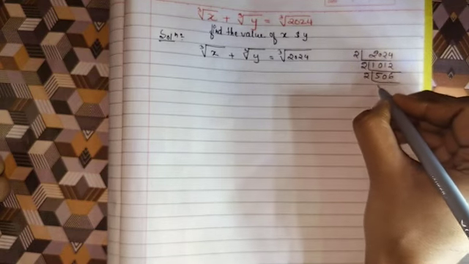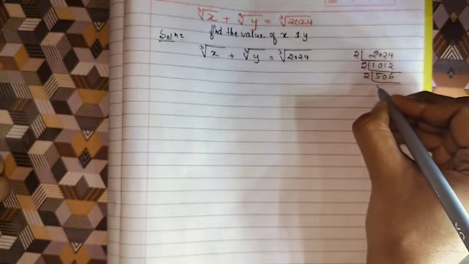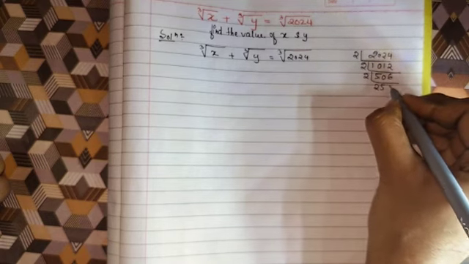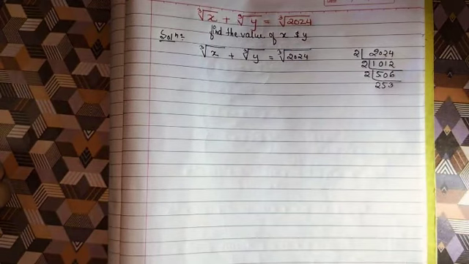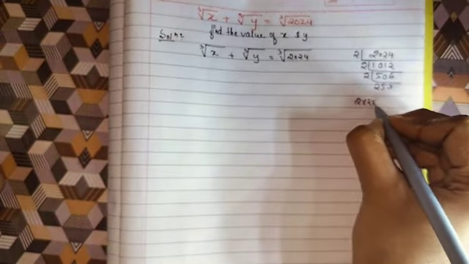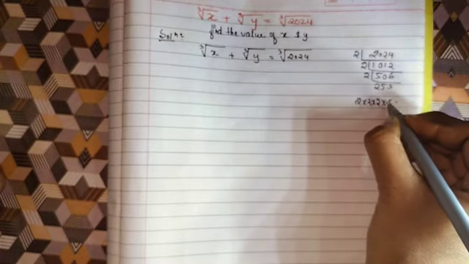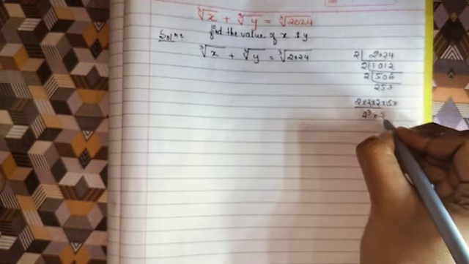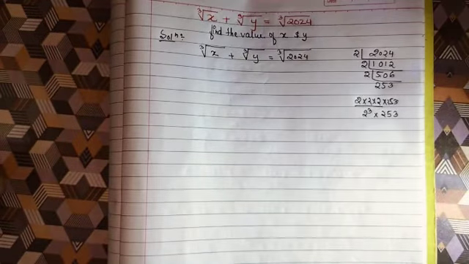Again 2 2s are 4, 1 2 5s are 10, 2 3s are 6. So now we can't factorize. So it will be 2 into 2 into 2 into 253. So here we have 2 cube into 253. Fine.